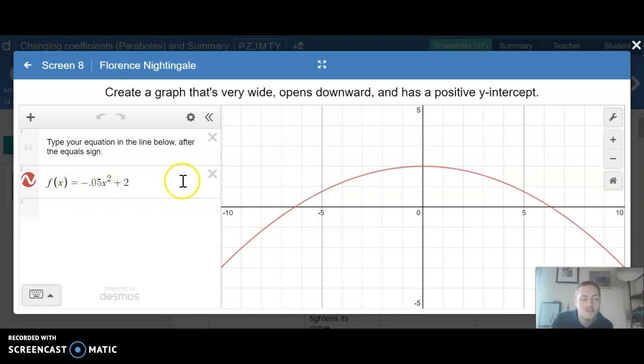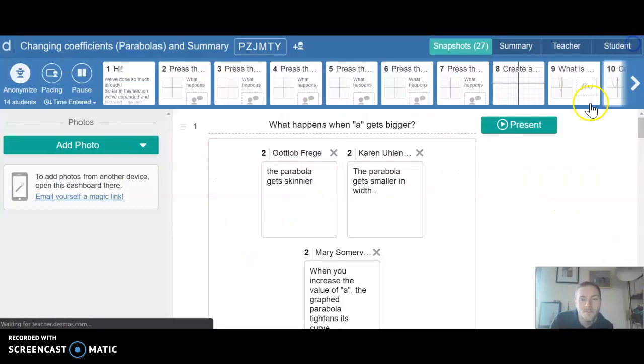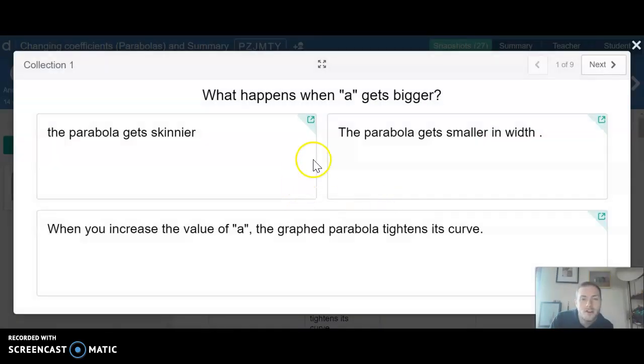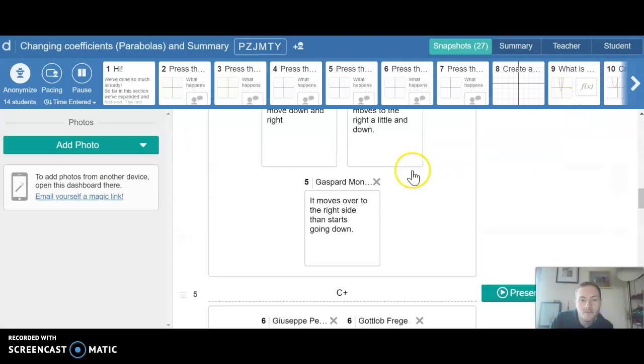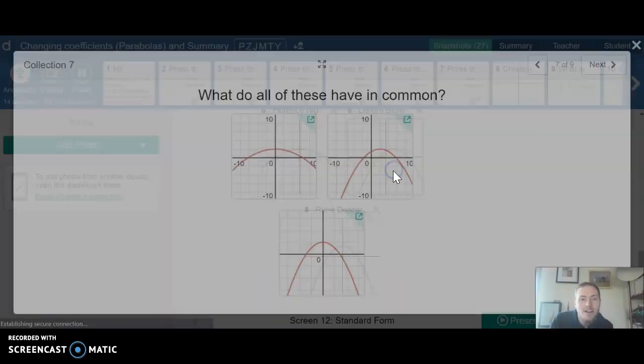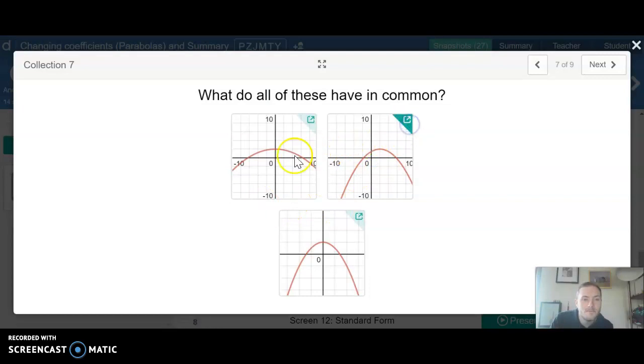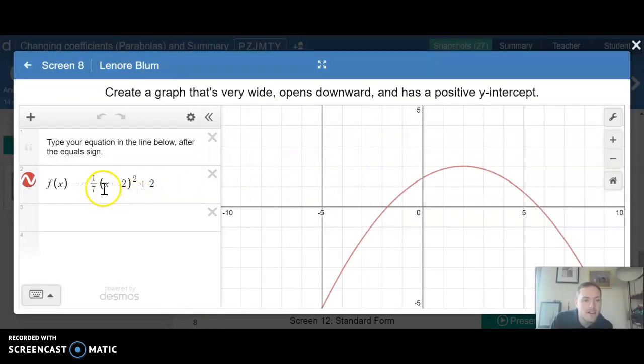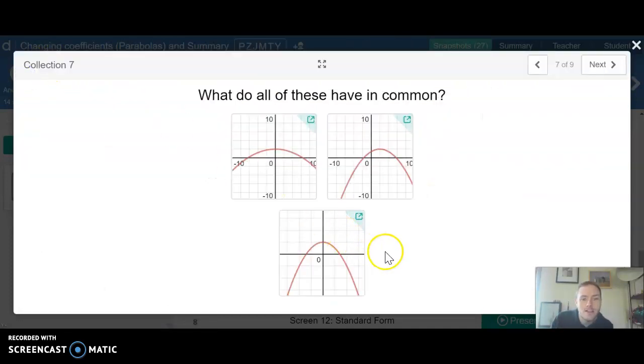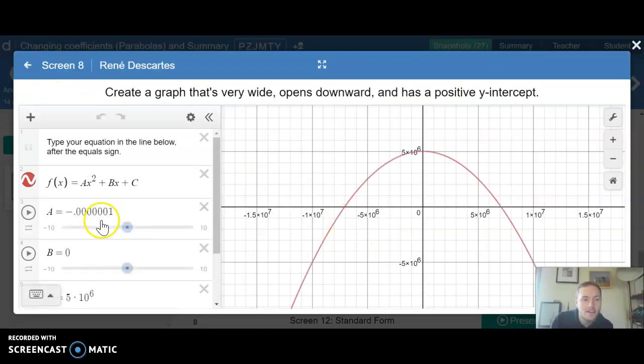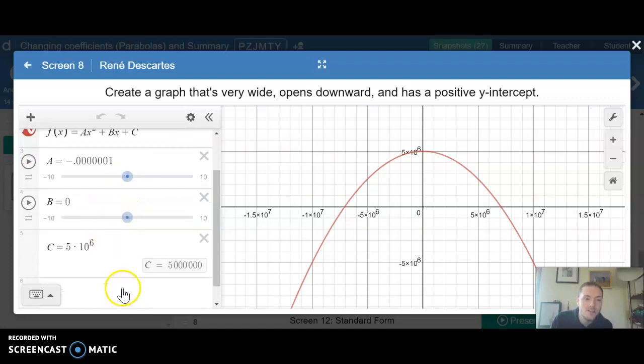So this one is negative 0.5x squared plus 2. Oops, sorry. Wrong thing. Let me get back here. This one is negative 1/7 (x minus 2) squared plus 2. And this last one, they use sliders. Their A value was negative 0.0001, their B was 0, and their C was 5 million, it looks like.